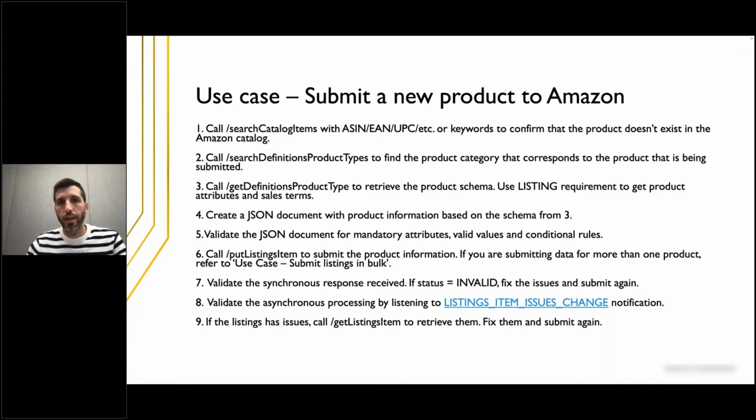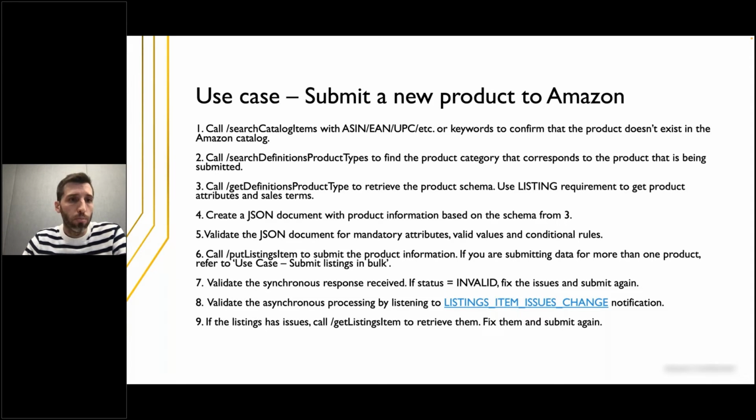If you want to submit data for more than one product, so let's say you have 10 products to submit, you can use another alternative, which we will see later, which accepts bulk submissions also. But in this case, let's limit it to the fact that we have just one product and you call the put listing item operation.